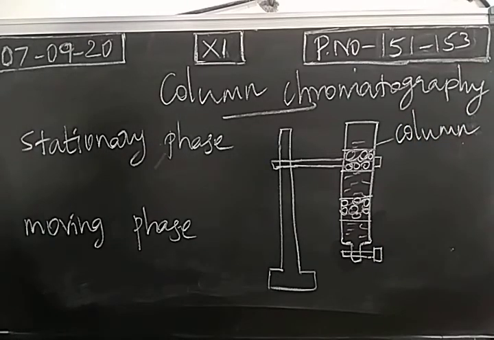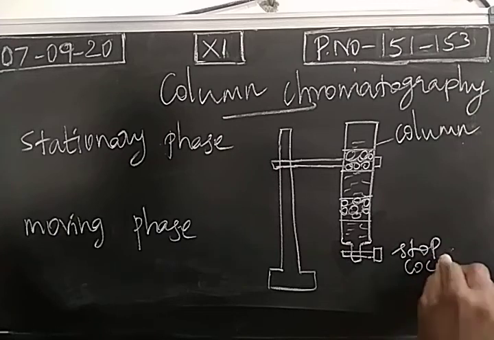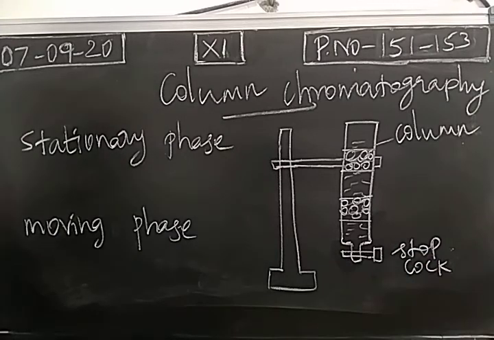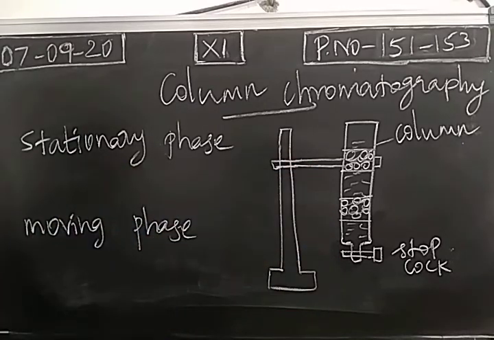Next, at the end of the column, we will have a stopcock. To open as well as close it, we have a stopcock. Then we have to fill the stationary phase. The stationary phase will be filled in that. It may be a solid as well as a liquid. Mostly we use solids. Solid stationary phases will be used.